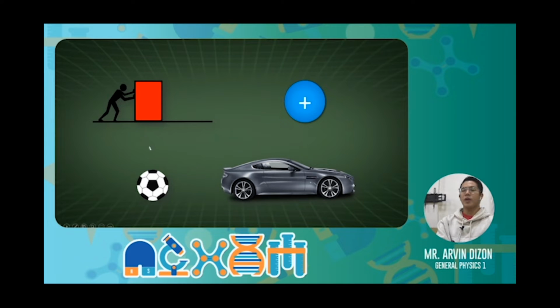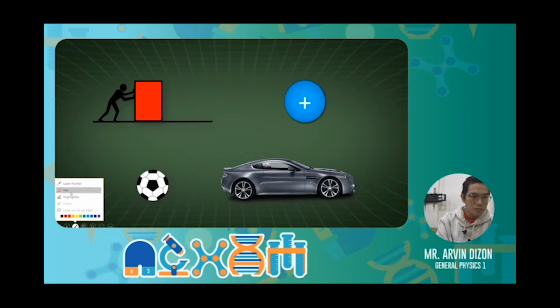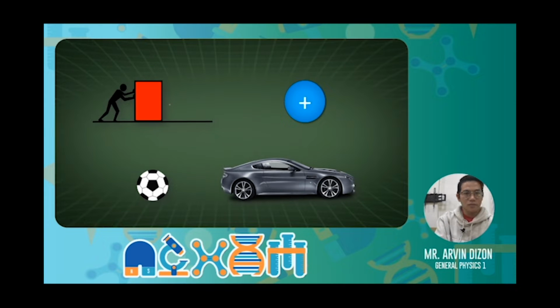For example, we have the following situations. So these situations can be analyzed or represented through vector notations or vector representation. Let's choose a pen. For example, a man is pushing a box. So we can put here an arrow representing that there's a force being applied here. And for example, that would be 3 newtons.